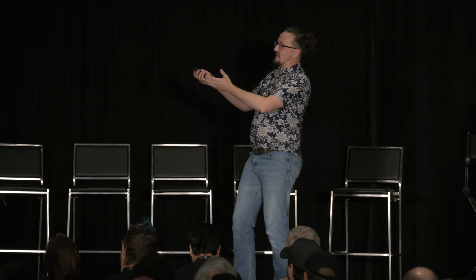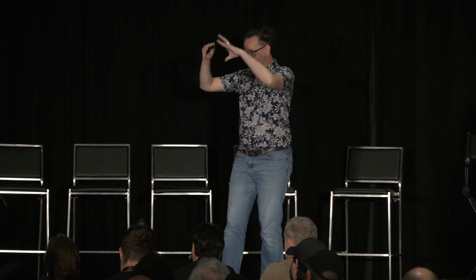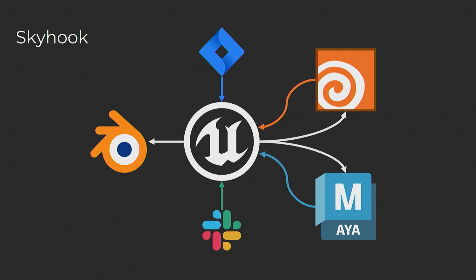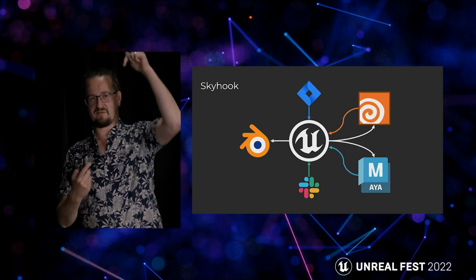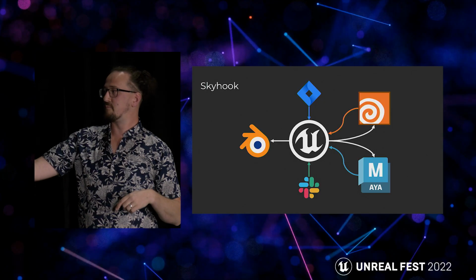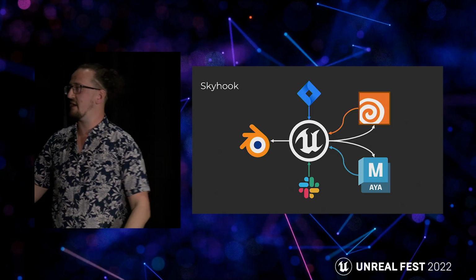So in our example, we have Unreal as our main hub for developing. And then we send things to Blender. We send things to Houdini. We bring things in from Houdini. We can link from Slack or Jira. We can send or bring things in from Maya.